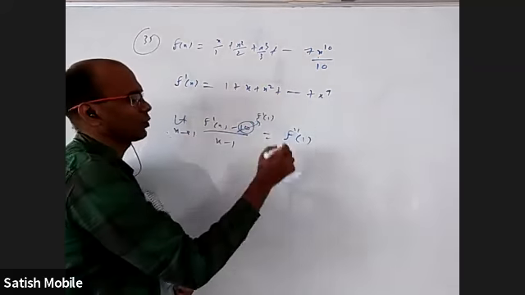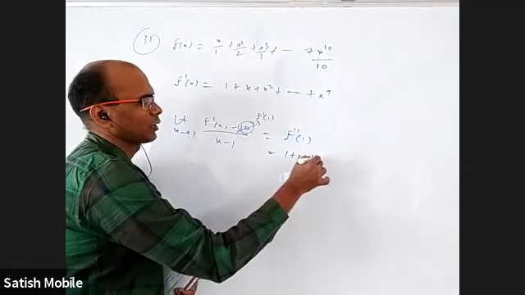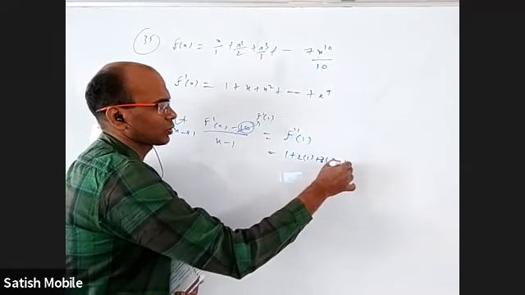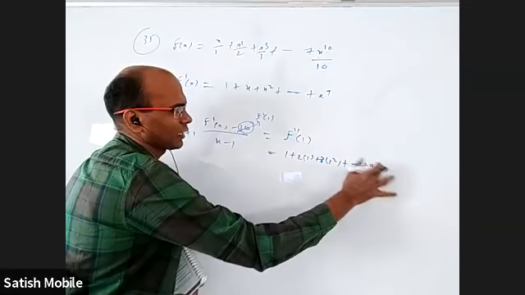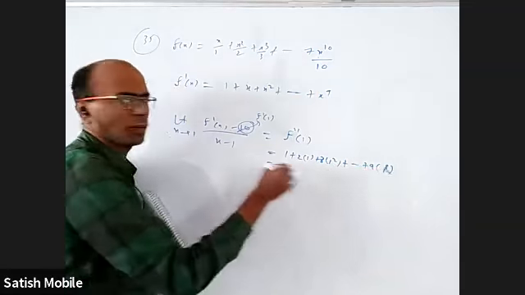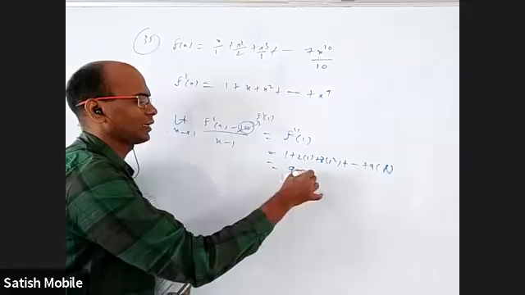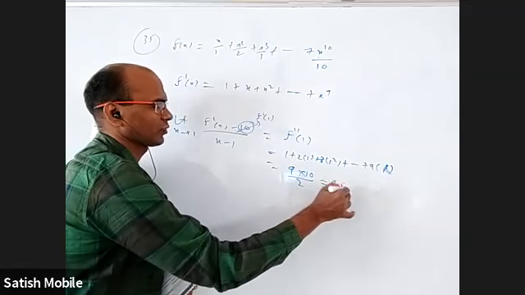When you differentiate this one more time, we'll get 1 plus 2x plus 3x square, 3 into 1 square, up to 9x power 8, 9 into 1 power 8. The sum of the first 9 natural numbers, 9 into 10 by 2, which is 45.